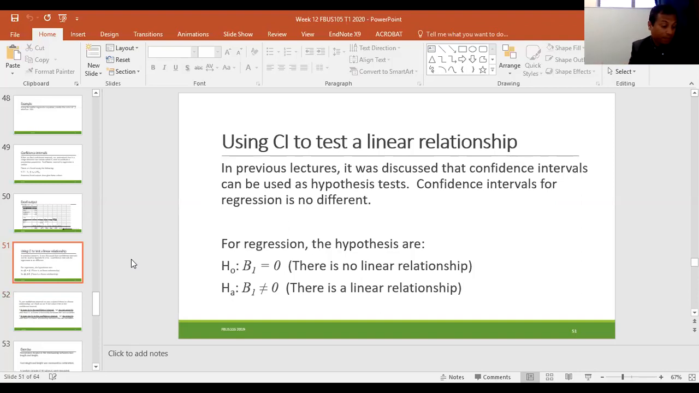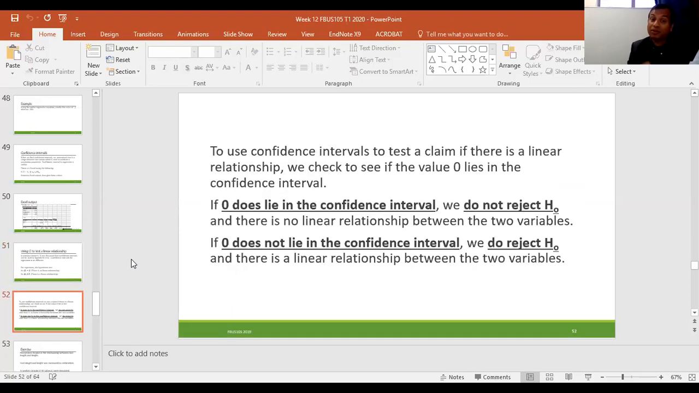So we can say for part F, based on this interval, there is a linear relationship between x and y. Why? Because zero does not lie in the confidence interval. So we reject the null hypothesis, and there is a linear relationship between these two variables. Make sense? Does that make sense to you all? Yes?